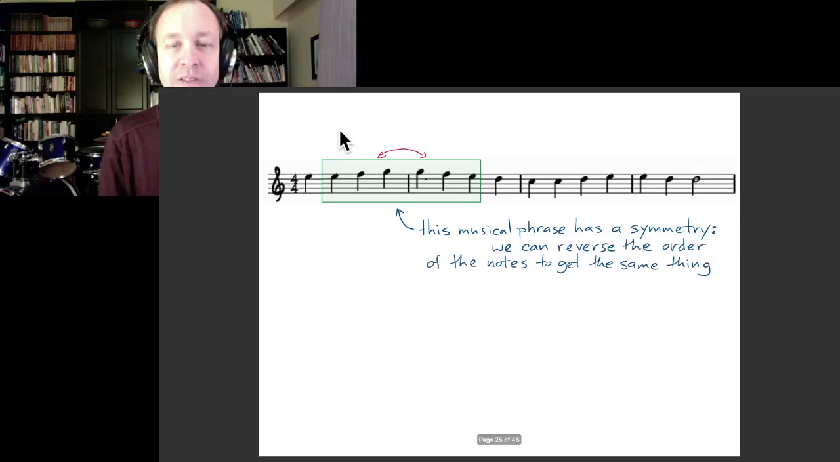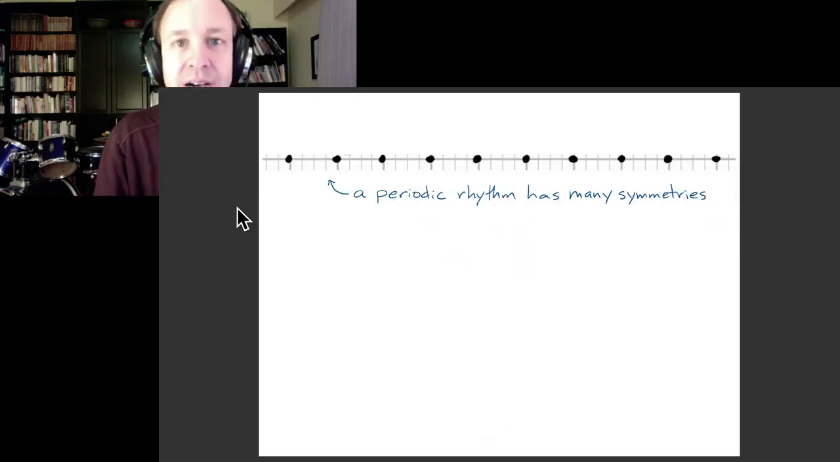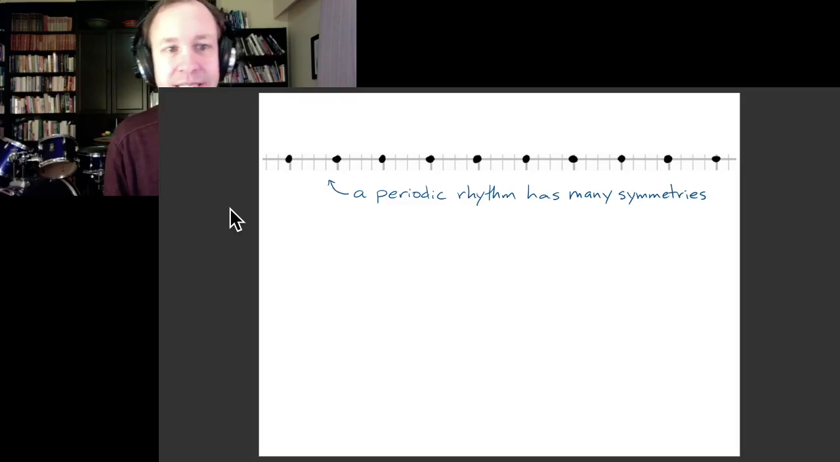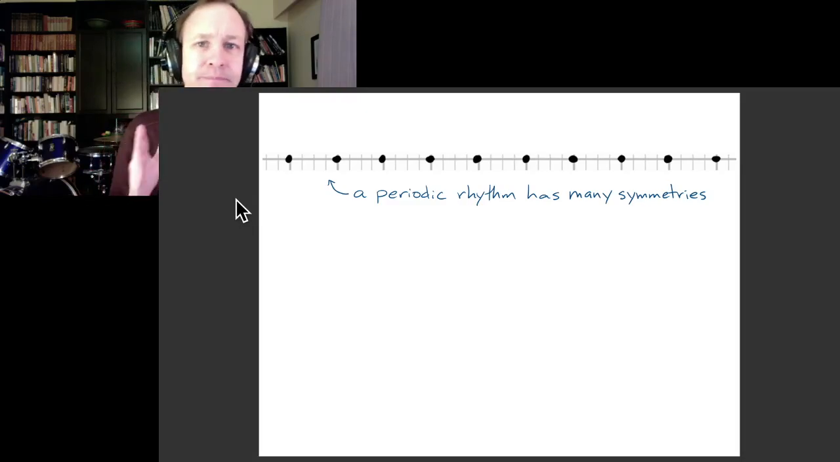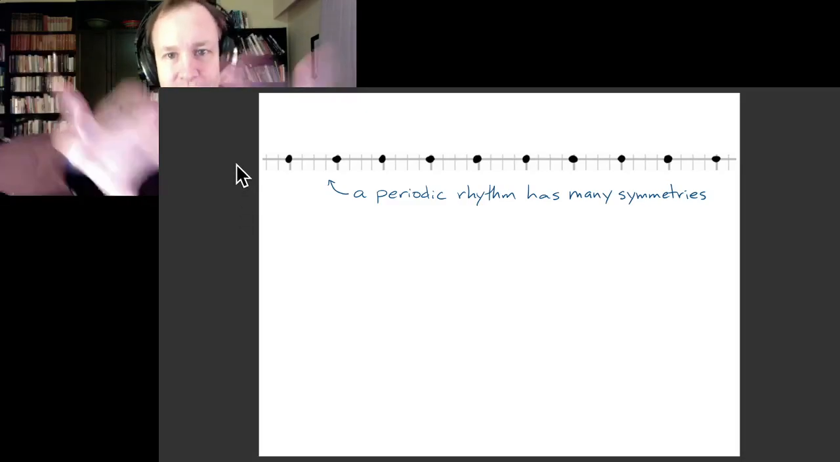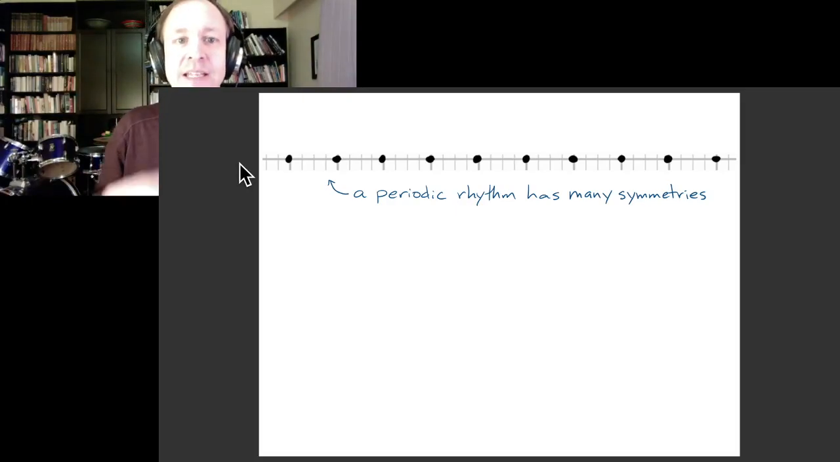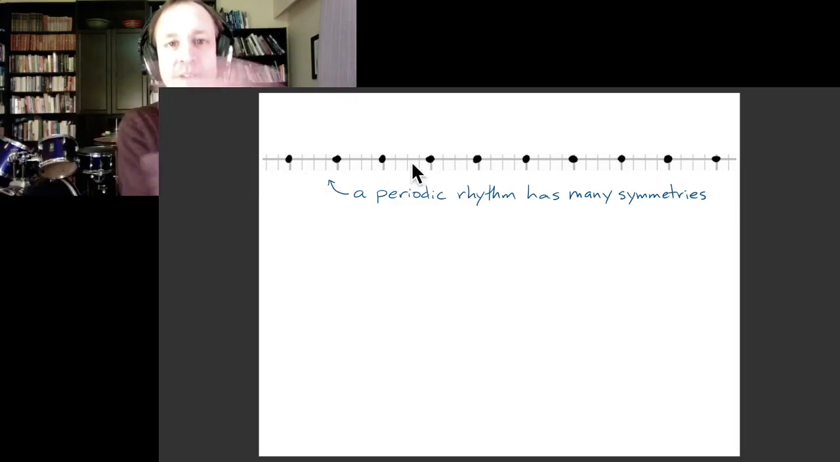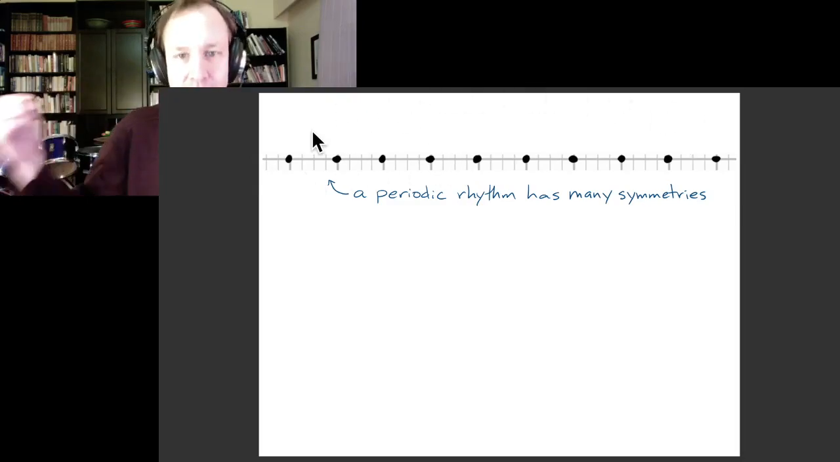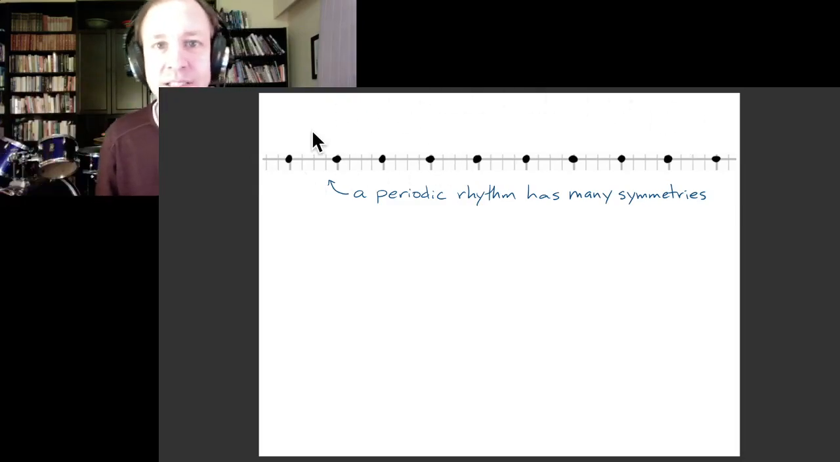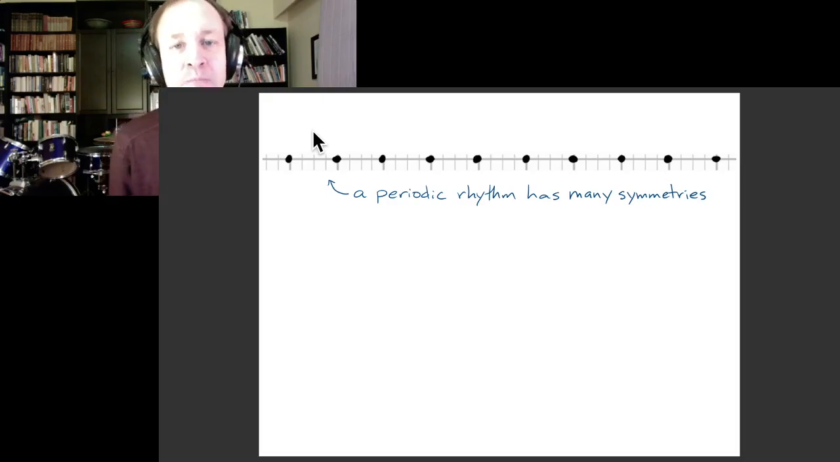We've also talked about the idea of a periodic rhythm, or something periodic in music. And if you have a periodic rhythm, like this one indicated by the timeline, if we imagine this goes on forever, then that is something that has a lot of symmetries. We could reverse the direction, we could reverse the order that we play these notes in, and then we get the same thing. But we could also do something else.